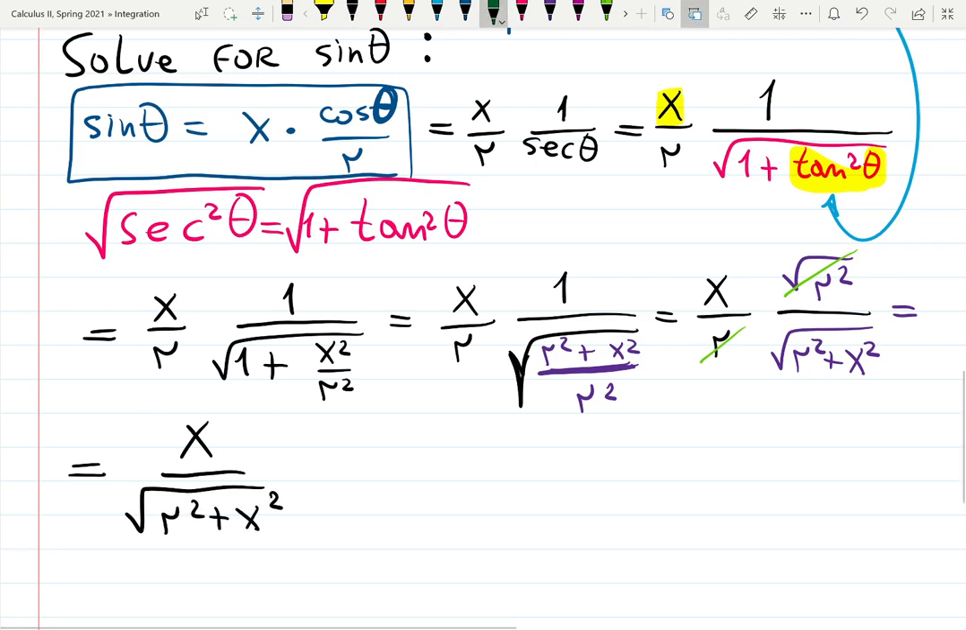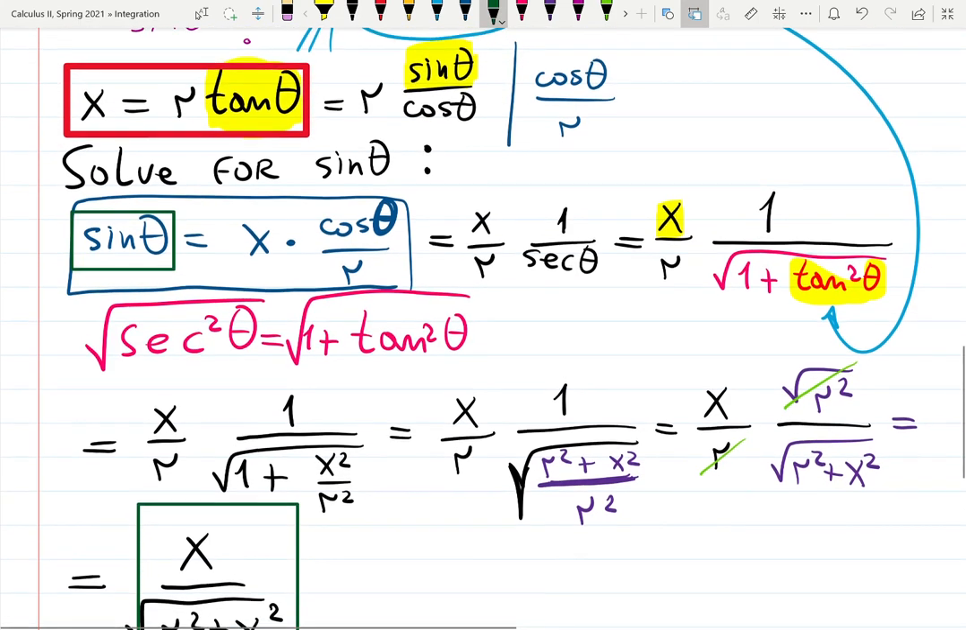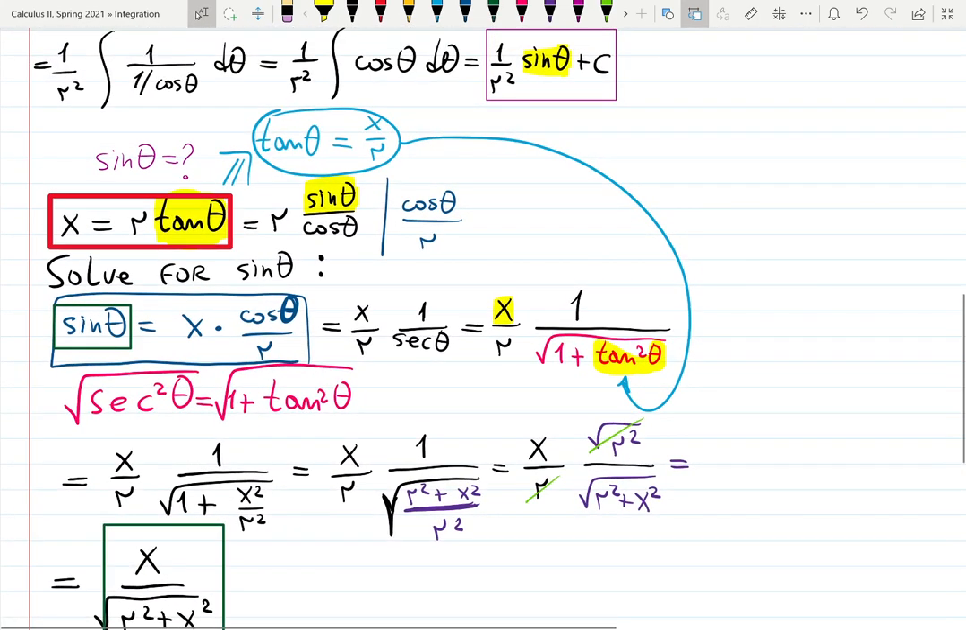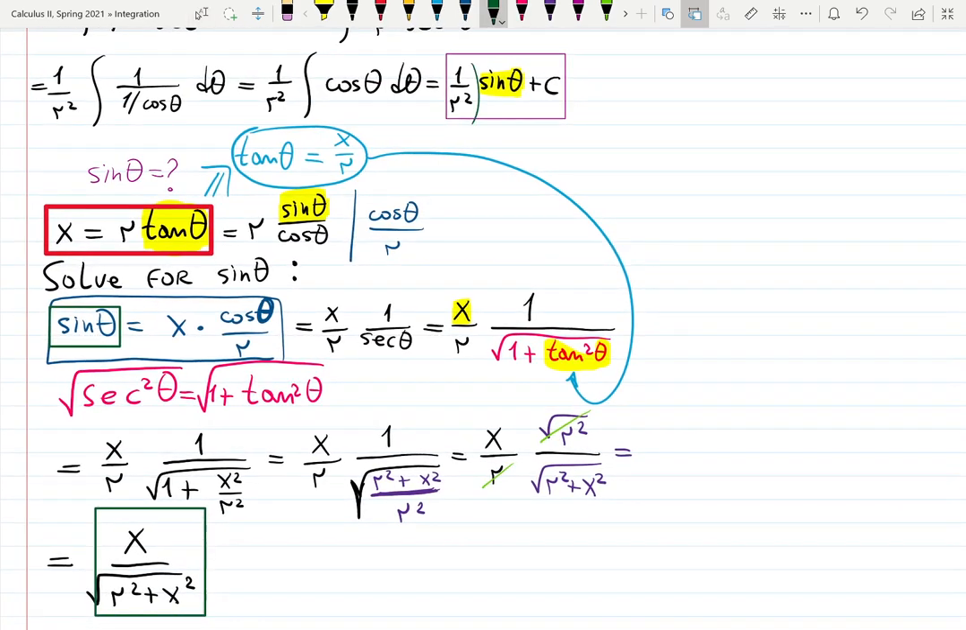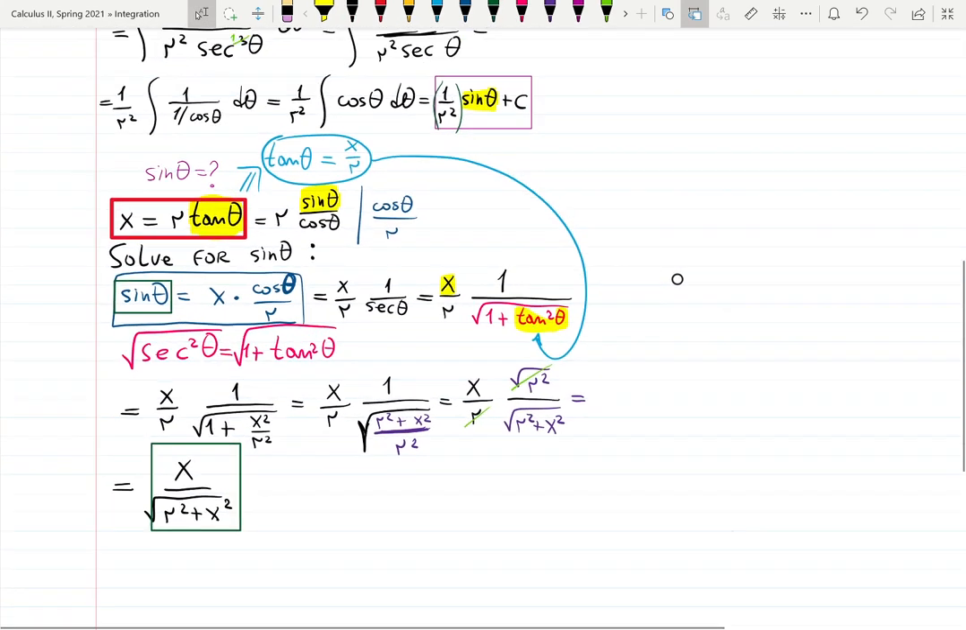And that is finally what we were doing here. We're trying to solve for sine. And sine was not even isolated standing over there. Sine is actually multiplied by 1 over r squared. So don't forget about that. So why are we doing that? That was the result of the integral.